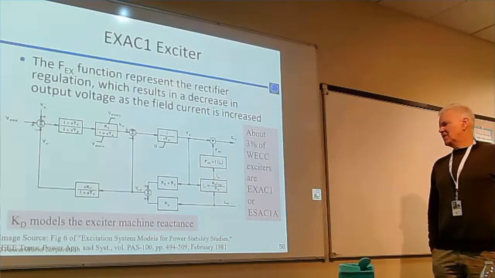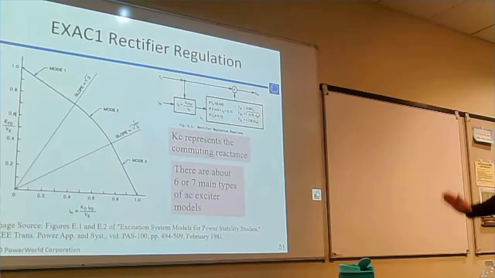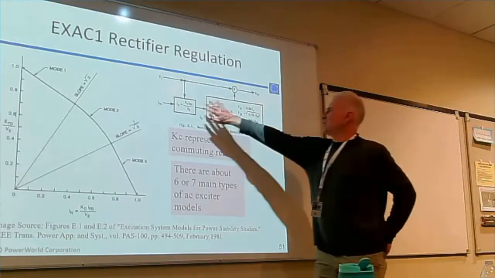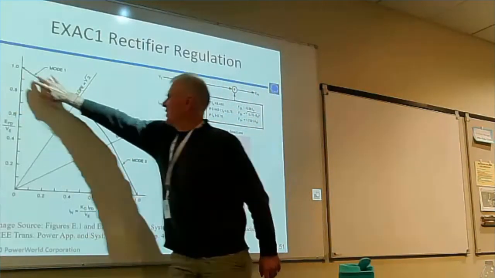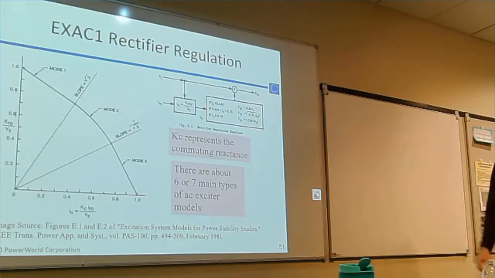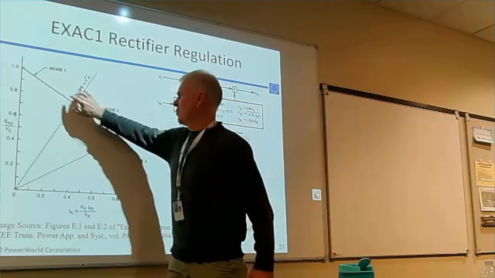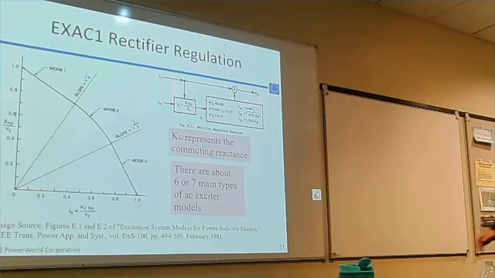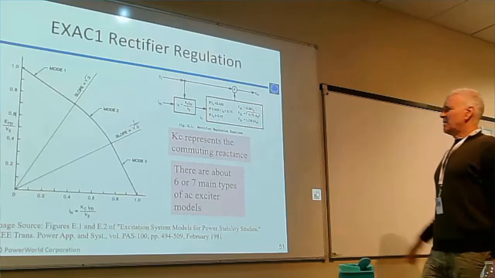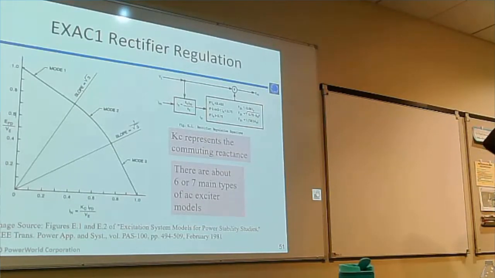About 3% of the WECC exciters are EXST1 or ESAC1A. This function here that appears right in there, that's actually implementing a curve that looks like that. The details of it are not particularly important for you guys. When we simulate this, we look and say, are we on one mode, another mode, or a third mode of the curve? The curve's represented in the software using three segments that are defined in the standard, so the function that we're implementing just comes right out of there. The KC represents the commutating reactance on the machine.